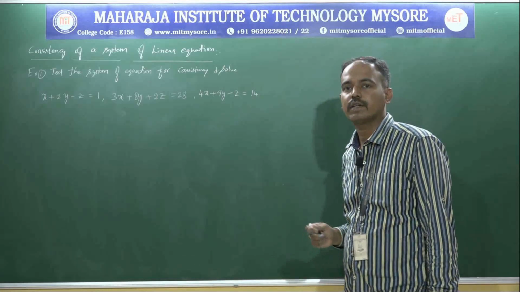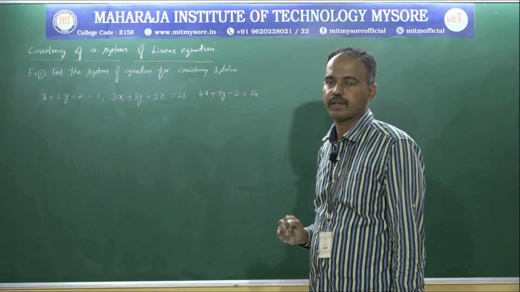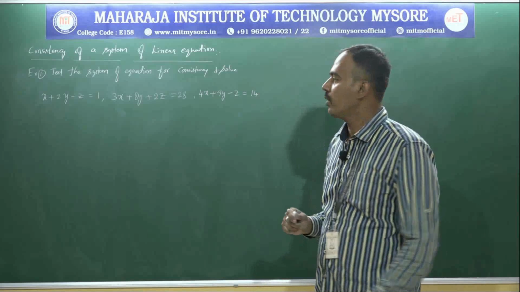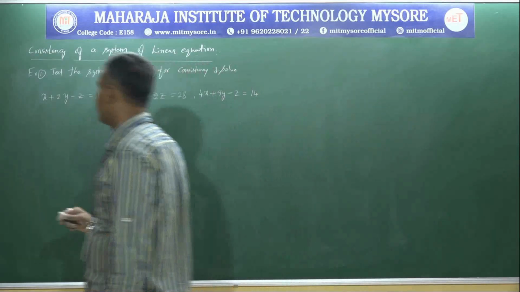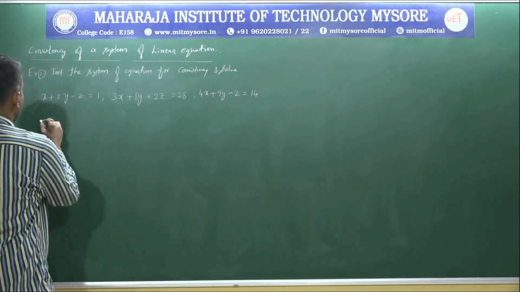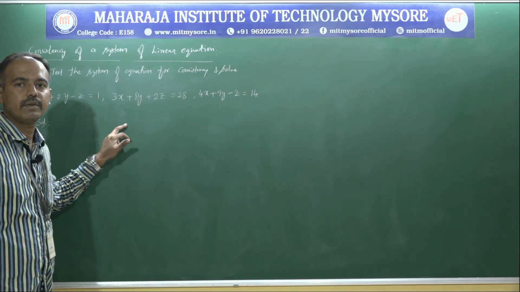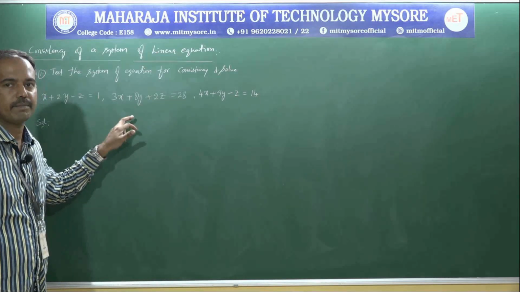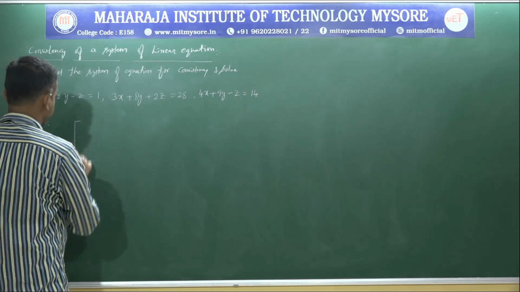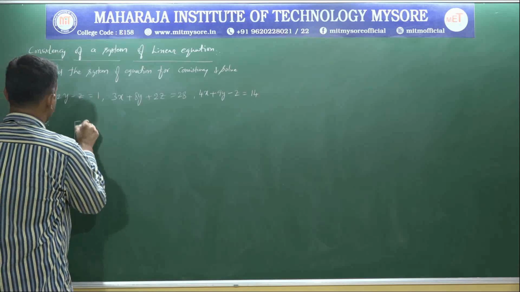First we have to check whether the given system of equations is consistent. Later, we can find the solutions of the equations. First, represent the given system of equations in matrix form. Here we denote the matrix of coefficients.